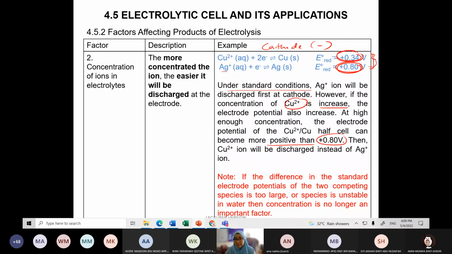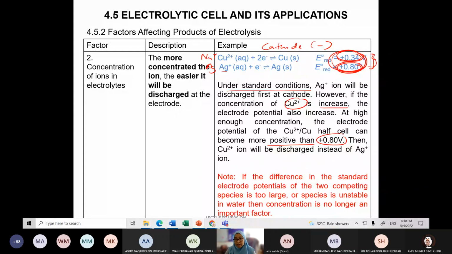As you can see, the difference between these two readings is not that far. Maksudnya dia taklah jauh sangat. Okay, so therefore we have to consider in terms of concentration. Tapi what if katakanlah we have sodium plus and Ag plus. So sodium plus is like the value is very high. Maksudnya sangat negatif. Okay, dia sangat negatif, and then we have Ag plus. So in that case, even the concentration of sodium plus is higher than Ag plus. Kalau kita nak consider the concentration kan.